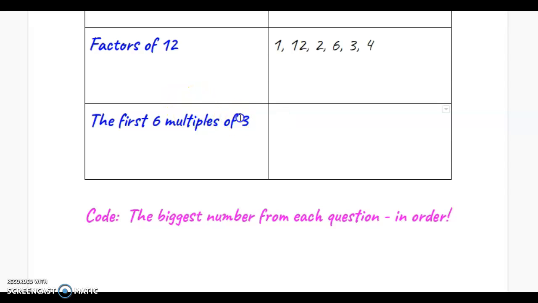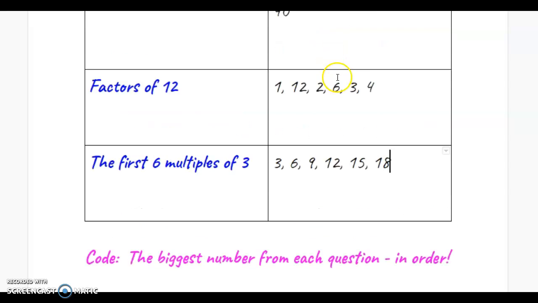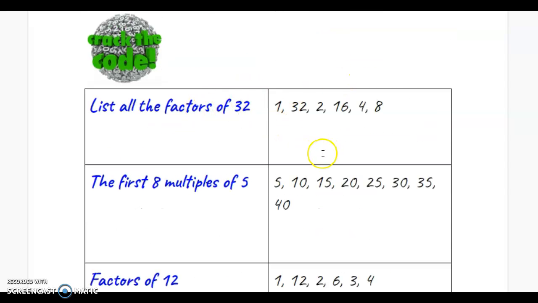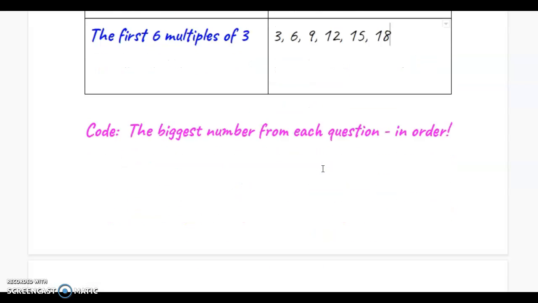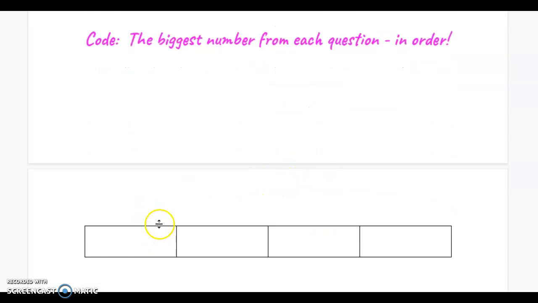So multiples of 3. All right, so that means we're going to count up by 3. So I'm going to start at 3. So I go 3, 6, 9, 12, 15. How many have I got? I've got 1, 2, 3, 4, 5. I need one more. And it's going to be 18. All right, now I've got my little grid all filled in like this. And down the bottom, let's jump onto the next page now, it's going to have 4 squares like this.